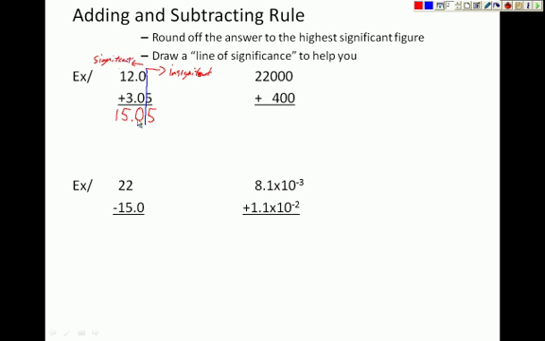Okay, so since this is on this side of the line, we keep it. We keep the 1, 5, and the 0. This is insignificant. We don't keep this. But since this is above halfway, this is that 5, we round it to the next number. So this is going to be 15.1. And that's our answer, is 15.1.